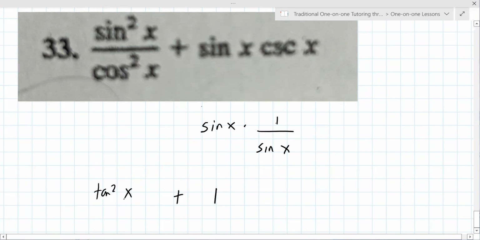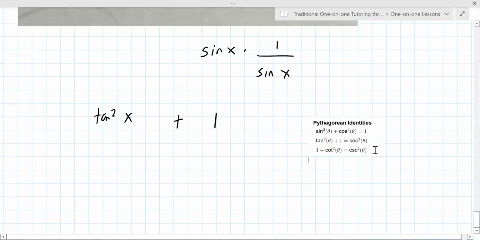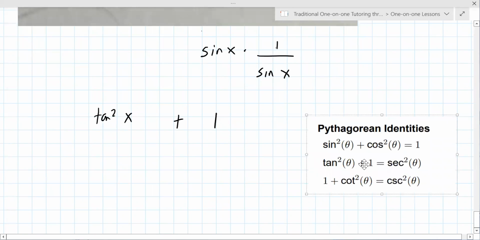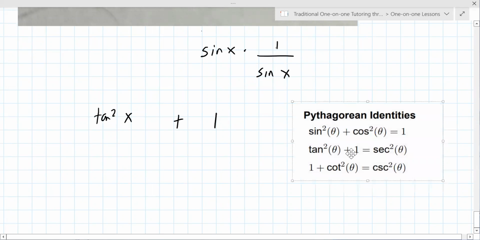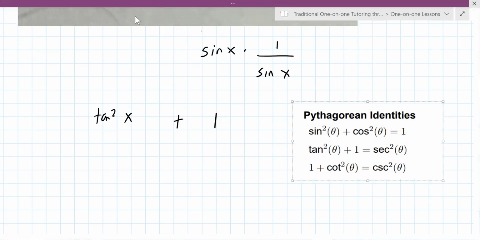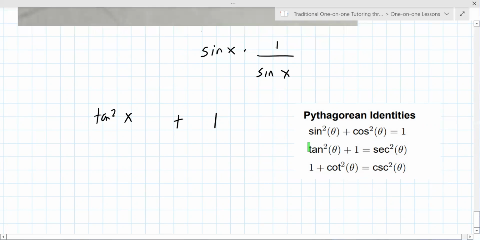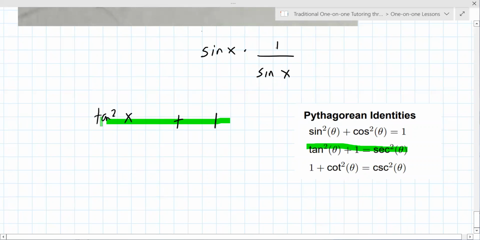And whenever you see a squared, and specifically when you see a squared plus 1, you should be drawn to the Pythagorean identities. Now the order doesn't matter. Like in this middle one here, it doesn't matter that it's tangent squared plus 1. If it was 1 plus tangent squared or tangent squared plus 1, they are equivalent. So what does all of this become?